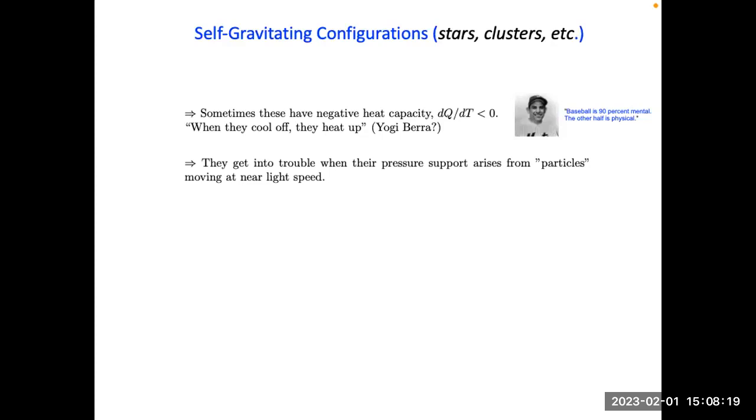Here's the theme of this talk, another theme of it. These self-gravitating systems get into trouble when their pressure support arises from particles, I put particles in quotes, moving at or near the speed of light. So this could be a star cluster, for example, and for pressure, just read velocity dispersion. So when the stars in a star cluster are all moving close to the speed of light, that star cluster will be unstable in general relativity. Okay. Likewise, for a star where most of the pressure support is coming from radiation, from photons, or from electrons moving at the speed of light, like in a relativistically degenerate white dwarf, they will be unstable.